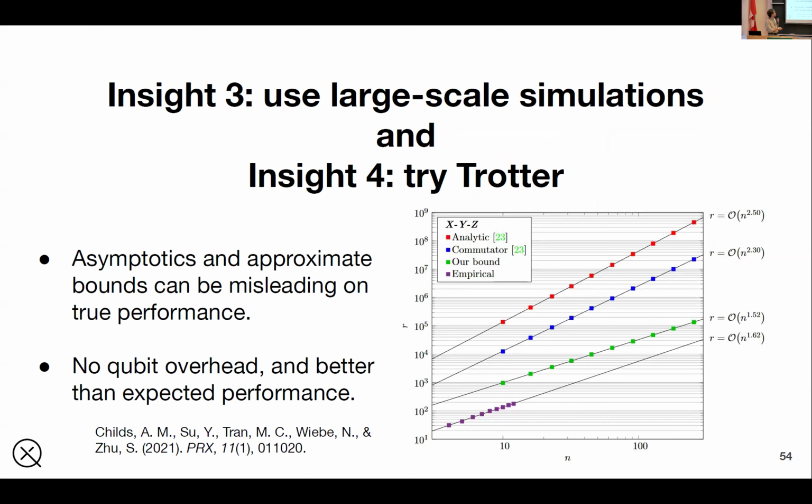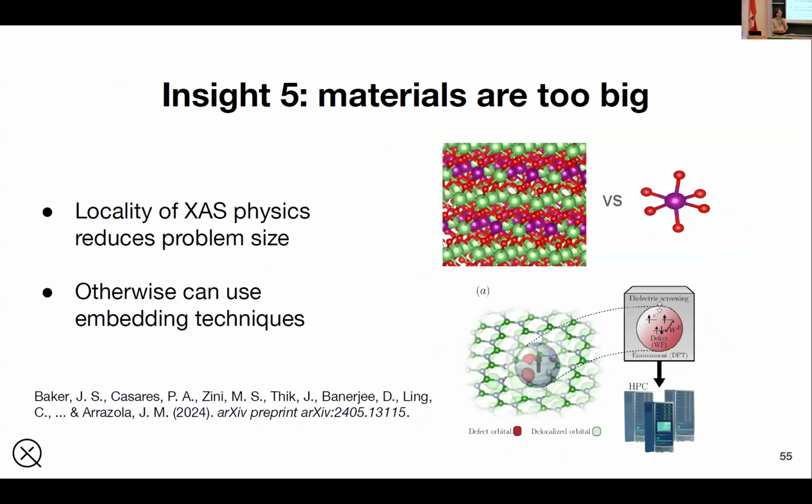As I was saying earlier, and these are results from a different research group, but we see something very similar, in practice, the empirical costs of pursuing a Trotter-based time evolution approach are significantly smaller than the various analytic and even commutator bounds that you might expect for it. So we always really advocate for using large-scale simulations as a way to assess the cost of the algorithms and to try Trotter when in doubt.